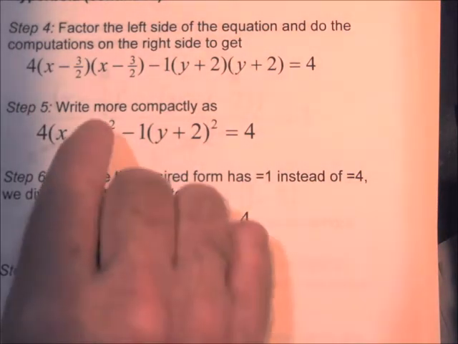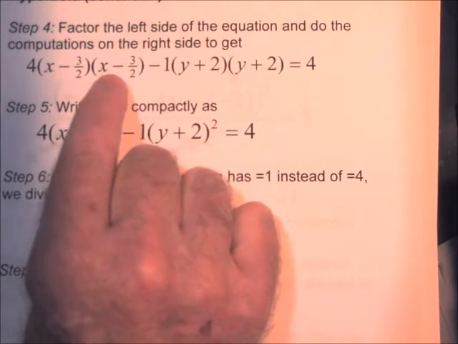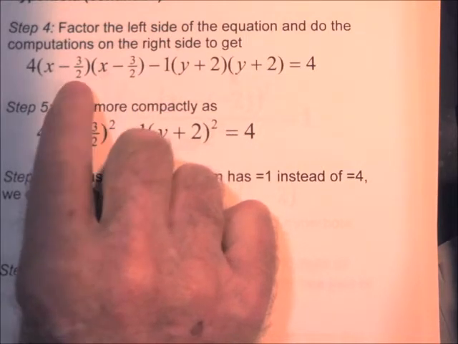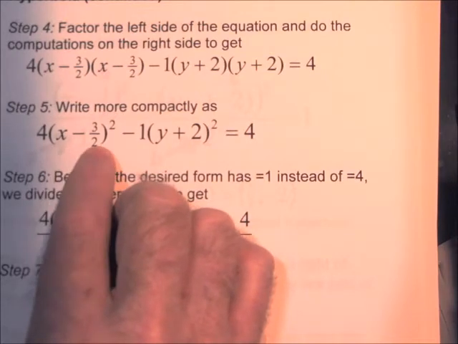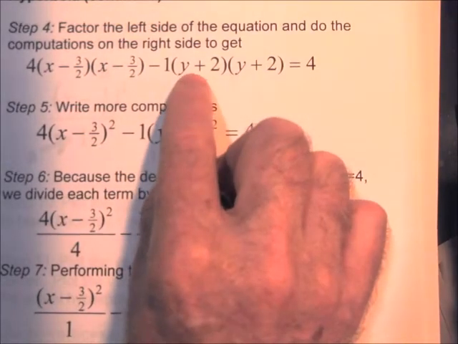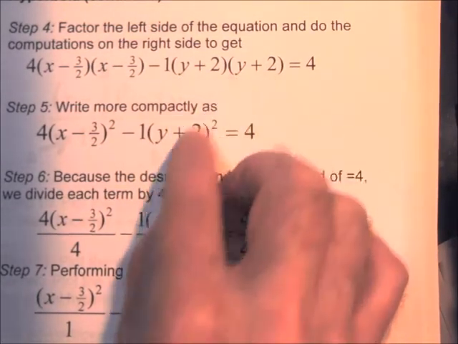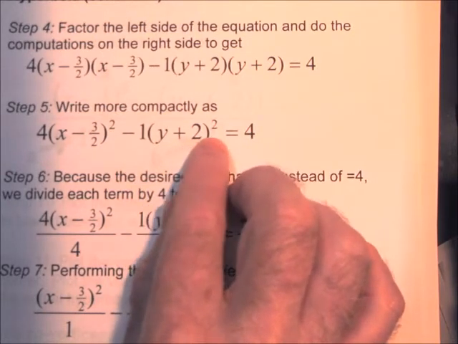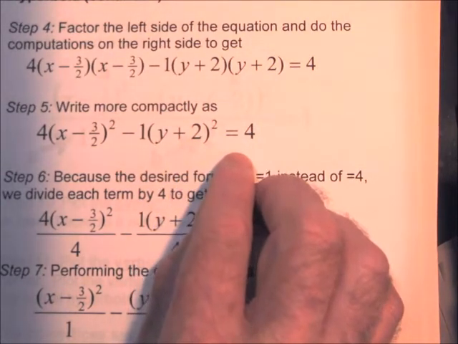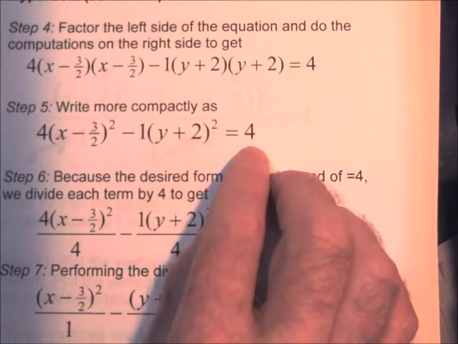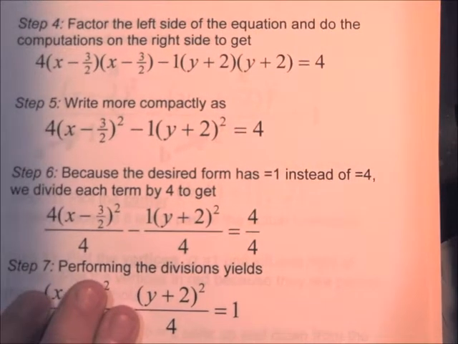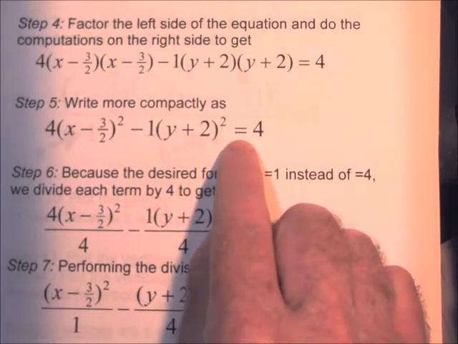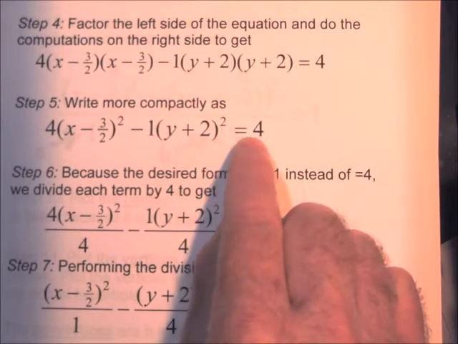Then we can write this in exponent form. X minus 3 halves times x minus 3 halves can be written as the quantity x minus 3 halves squared. The quantity y plus 2 times y plus 2 can be written as the quantity y plus 2 squared. And then copy the equals 4. So it's starting to match the standard form for a hyperbola now. The standard form, instead of equals 4, has equals 1.